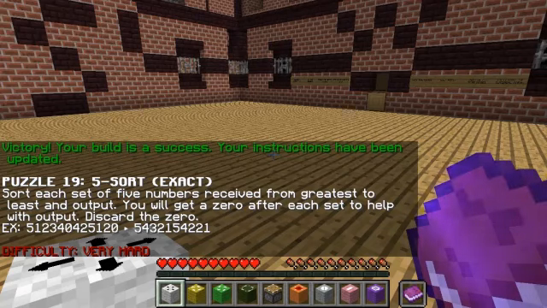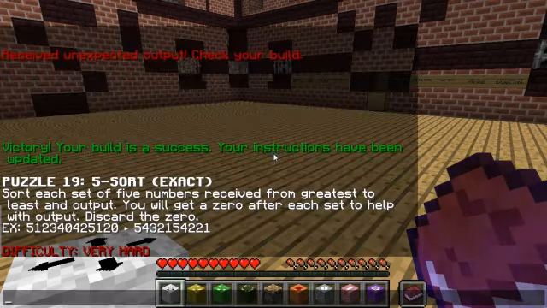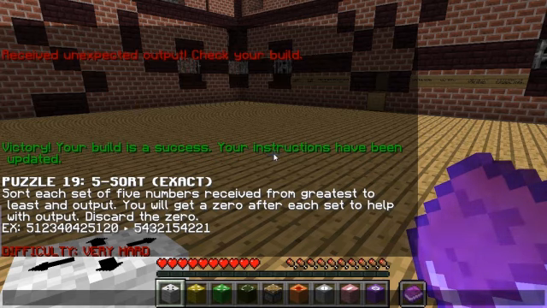Sort exact. Sort each set of 5 numbers received from greatest to least and output. You will get a 0 after each set to help with output. Discard the 0. So 5, 1, 2, 3, 4, 0 should turn into 5, 4, 3, 2, 1. 4, 2, 5, 1, 2, 0 should turn into 5, 4, 2, 2, 1.